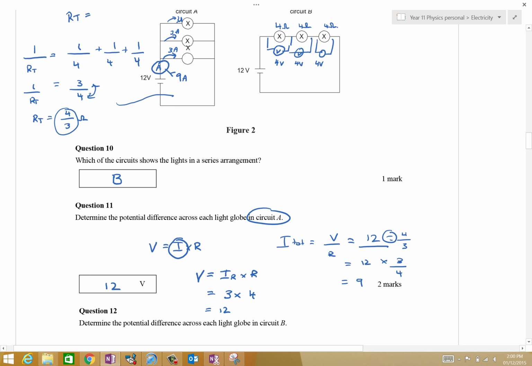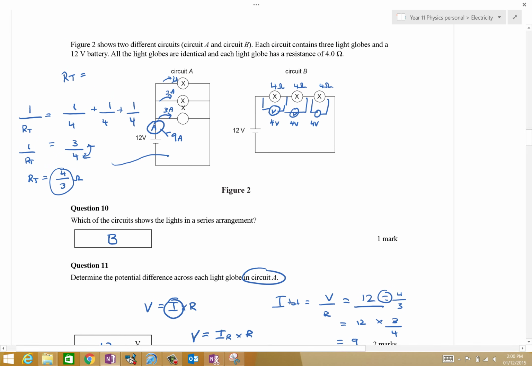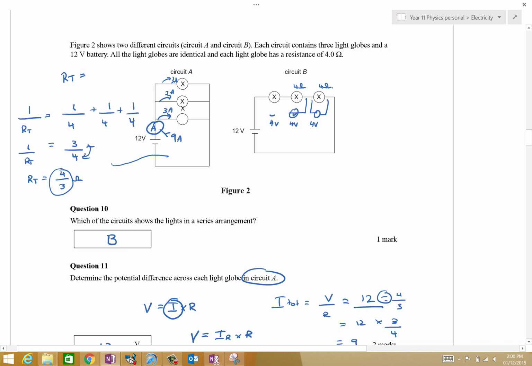Determine the potential difference across the light globe in circuit B, however. Well, let's do it. Over here, I want to find the potential difference across here. So, is the current for this circuit going to be the same as for the other circuit? No, it's not, so we have to do it again. We can say that the current is V divided by R, which is 12 divided by 4 plus 4 plus 4, which is 12. The current there is only going to be 1 amp.